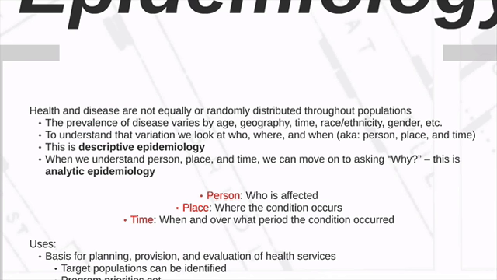Again, the prevalence of disease varies by age, geography, time, race, ethnicity, etc. These are all characteristics of diseases that we need to understand. And to understand this variation, again, we look at who, where, and when, otherwise known as person, place, and time. And that's what we're going to be talking about today. And then, as I said, we can move on from the person, place, and time to ask some more questions of why certain people are sick, and that moves us into the analytic epidemiology types of studies.